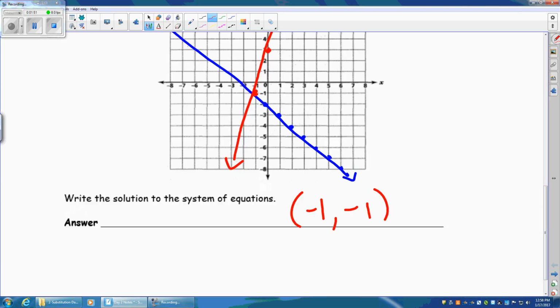So when we're doing this whole entire chapter, I don't want us to lose sight of that's what we're finding. We're finding where two lines meet. Except we're going to do it algebraically instead of with a graph today.